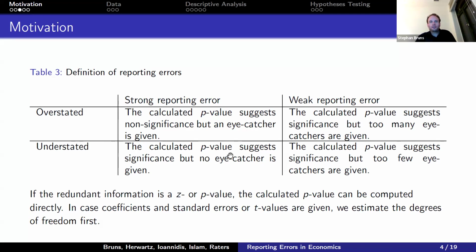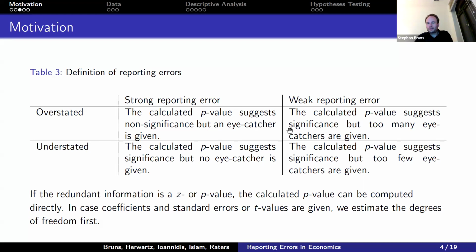So the calculated p-value suggests significance, but there's actually no eye catcher given. And a weak reporting error means just that there are more stars or fewer stars than actually eligible, but the result generally remains significant. So the calculated p-value suggests significance, but too many eye catchers are given. This would be an overstated weak reporting error. And the calculated p-value suggests significance, but too few eye catchers are given, would be an understated weak reporting error.